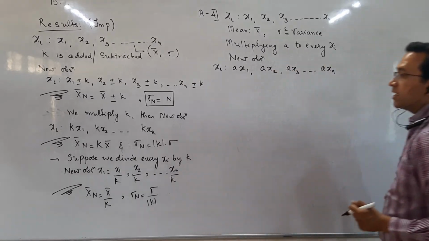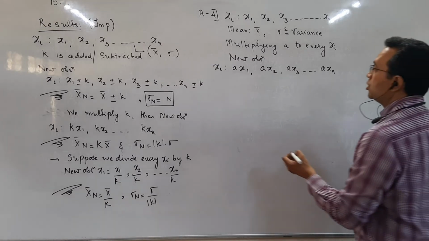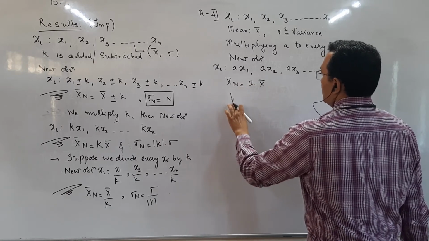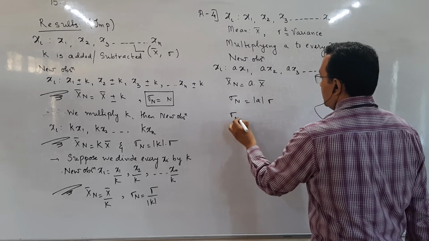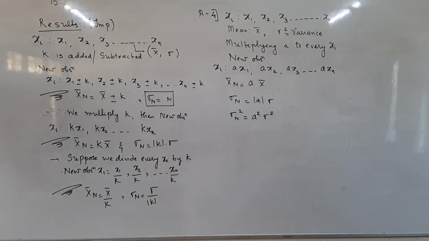So we will apply result number 3. If we multiply by a non-zero constant k, the new observations are kx1, kx2, and so on. We will not do the formal proof, students. The new mean x bar n would be a times the original mean. The new standard deviation sigma n will be mod a times the old one, and the variance will be a square times the original variance sigma square. When I square, I do not write mod because a square is always a positive value. So here we will not go for the formal proof.